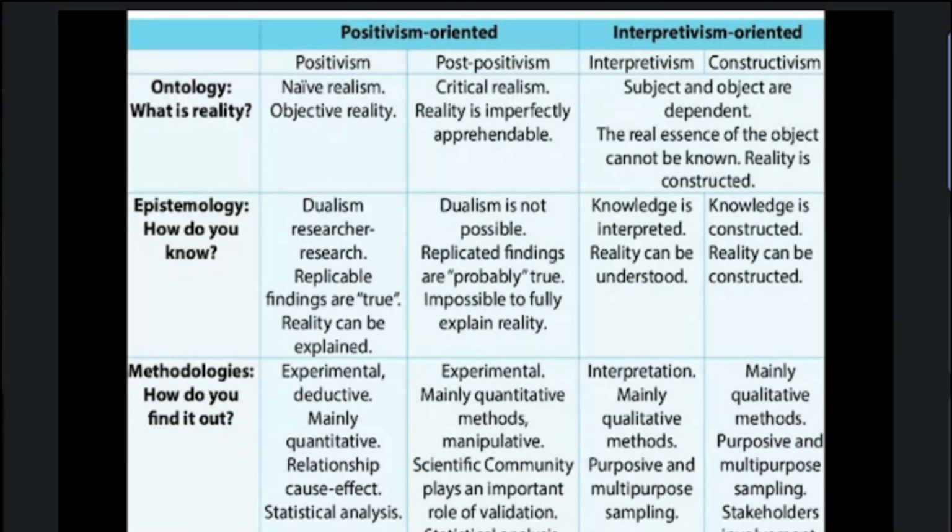Whereas interpretivism-oriented research is divided into two. One is interpretivism, where we interpret the knowledge, or constructivism, where we construct the knowledge. We come out with completely new knowledge. One is interpreting the knowledge, the other is constructing knowledge, and in both, we have to use qualitative methods. So if you are a positivist, you are going with quantitative. If you are an interpretivist, you are going with qualitative research. Keep that in mind.